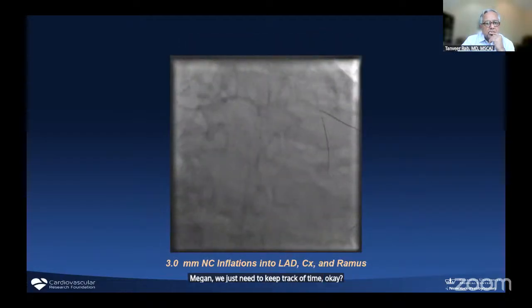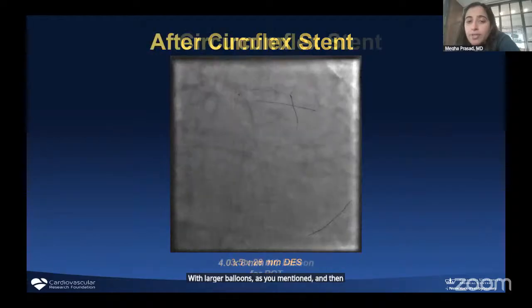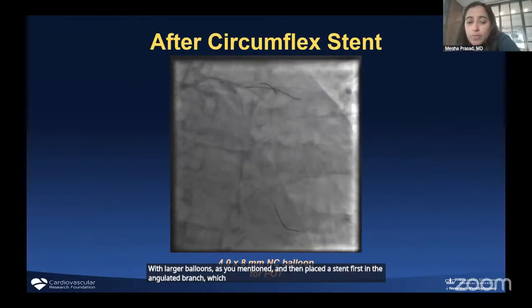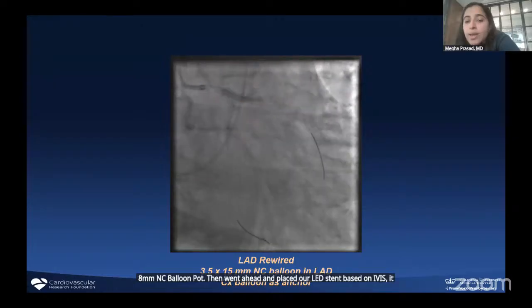Yes. So we went ahead and did further inflations according to our IVUS, as you can see here, with larger balloons, as you mentioned, and then placed a stent first in the angulated branch, which was the circumflex, did a 4.0 by 8 millimeter NC balloon POT, then went ahead and placed our LAD stent. Based on IVUS, it was not necessary to stent the ramus.